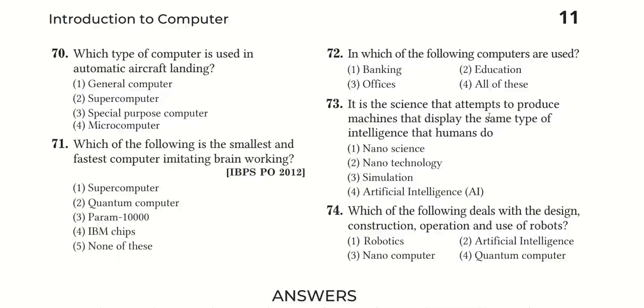It is a science that attempts to produce machines that display the same type of intelligence that humans do. So it is artificial intelligence, which attempts to produce machines that display the same type of intelligence that humans do. Which of the following deals with the design, construction, operation and use of robots? It is robotics. Robotics deals with the design, construction, operation and use of robots.